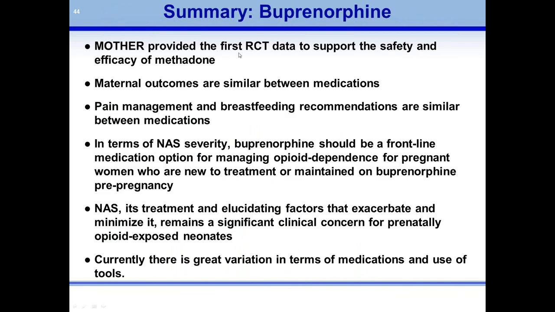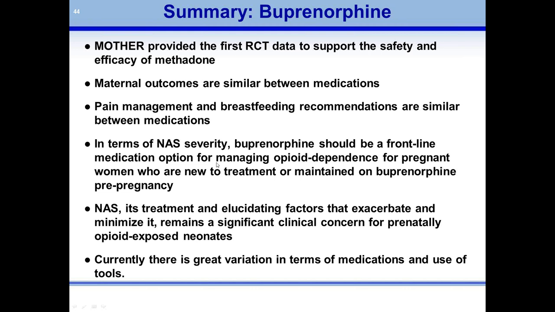So I think the beauty of the MOTHER study is that it actually provided the first randomized control data to support the safety and efficacy of methadone. I think that's a fact that has somewhat gotten overlooked, so I want to make sure I highlight that. We have similar outcomes with the mom outcomes. Just like methadone and buprenorphine, pain can be managed. It should be managed adequately and aggressively, and breastfeeding should be compatible.